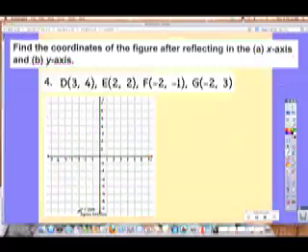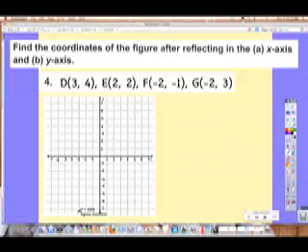This one's so many points, right? Is it a square or a rectangle when you graph it? Or neither? Is it a wonky shape? Alright, so a polygon. Let's graph it real fast. So D's at 3, 4. E's at 2, 2. F at -2, -1. And G at -2, 3. Oh yeah, totally a polygon. How many of you got the original?